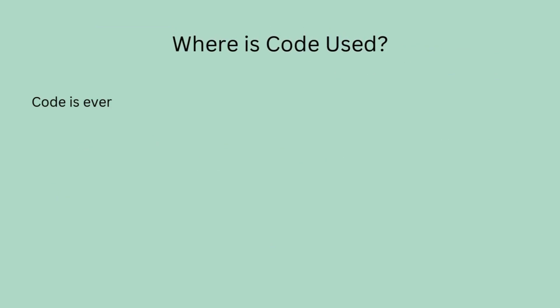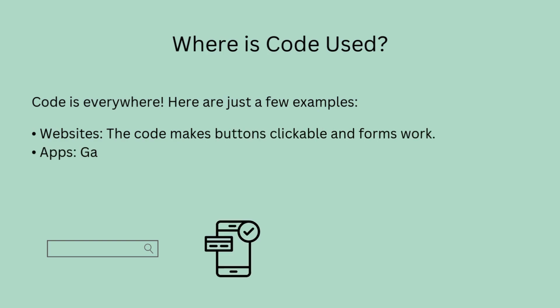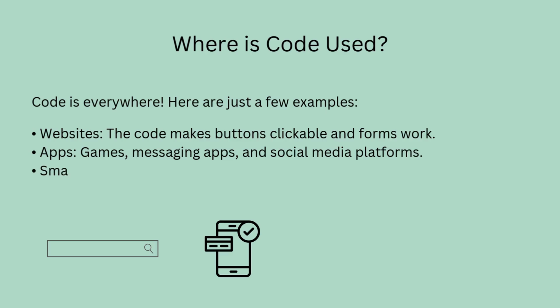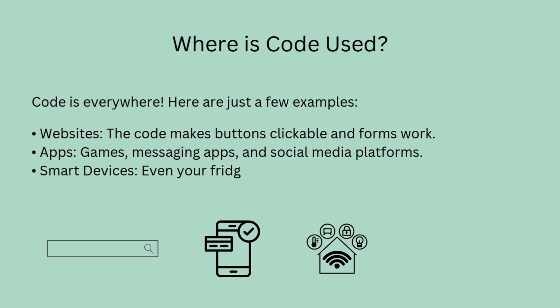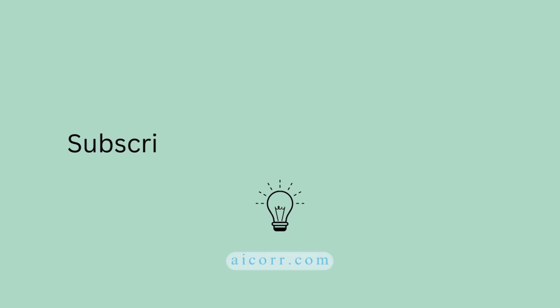Where is code used? Code is everywhere. Here are just a few examples. Websites. The code makes buttons clickable and forms work. Apps, games, messaging apps, and social media platforms. Smart devices. Even your fridge or smart speaker runs on code. Self-driving cars. Complex code helps these cars navigate safely.